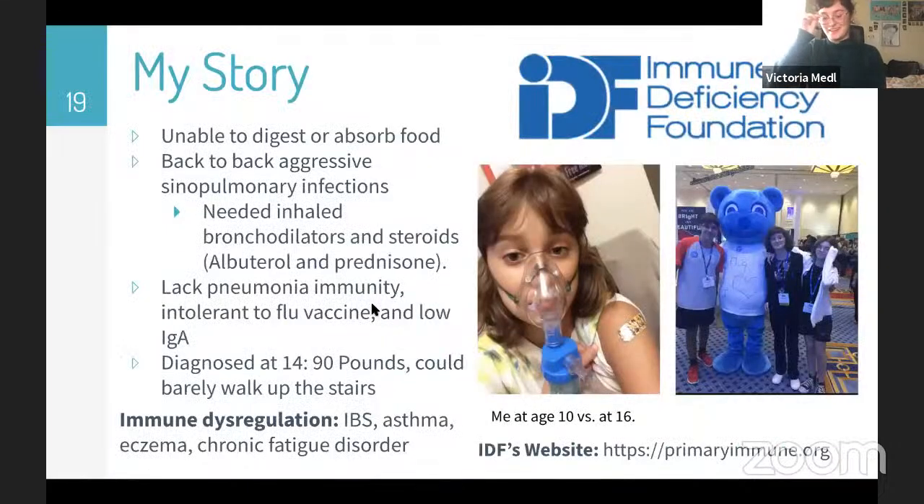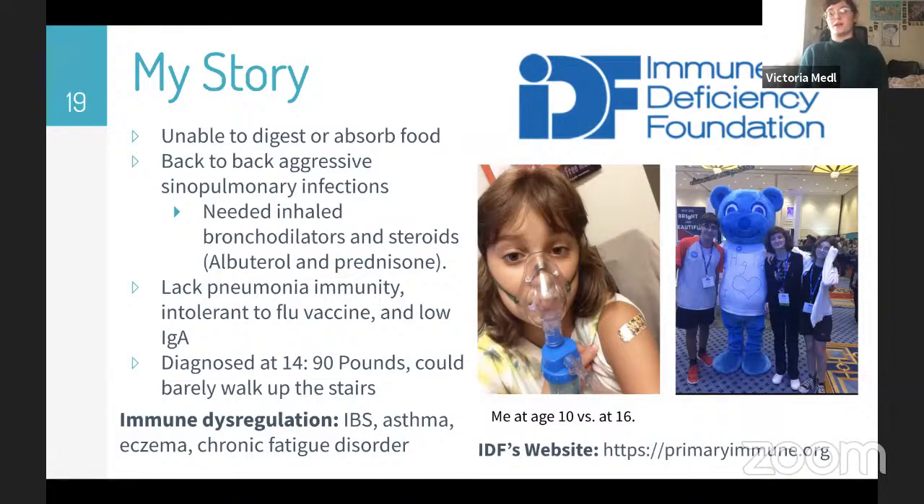So then I'll go into a bit about my story. I had been sick basically my whole life as a baby. I wasn't able to digest or absorb food, especially not breast milk, and when I started eating solid foods, I would throw everything back up. My grandma would actually be in the kitchen making me multiple different types of food a day just so I could stomach something.